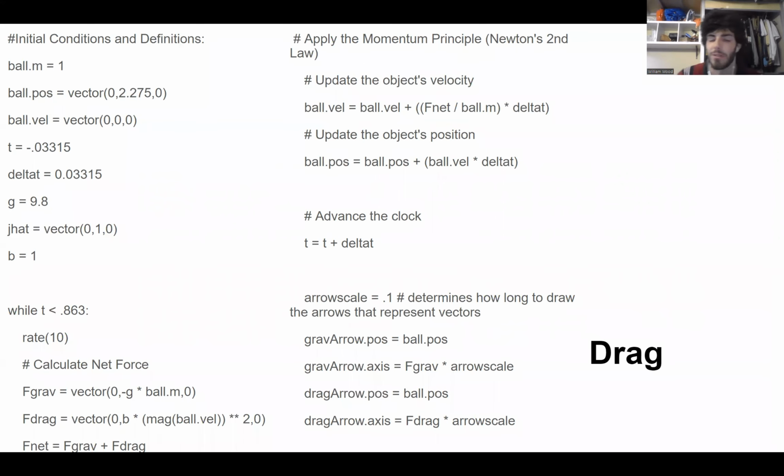And here's a better model using drag. Same initial conditions, except now when we did net force, we took in the force of drag, which we said was the magnitude of velocity squared times b, which is our drag constant, which is 1. And then we set velocity and position according to this.